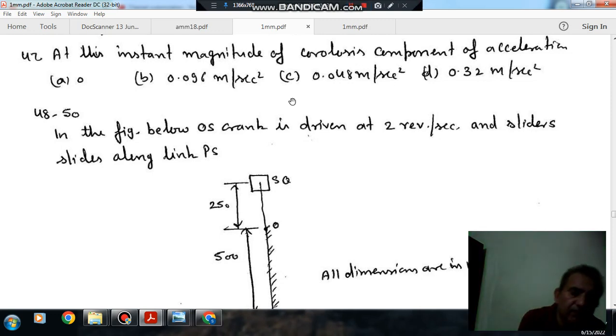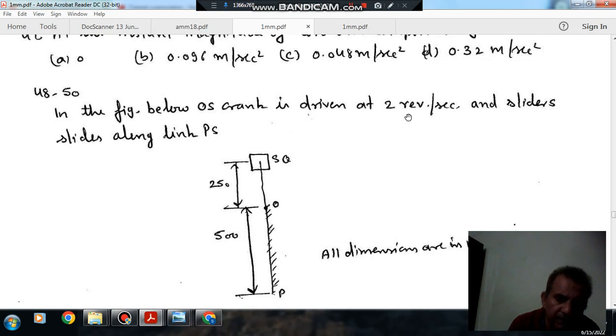Hello, welcome again. We are solving some questions of theory of machine. The topic is displacement, velocity, and acceleration of planar mechanism. Question number 48 to 50 carries a common statement. The statement is: in the figure below, OS crank is driven at 2 revolutions per second and slider slides along PS.